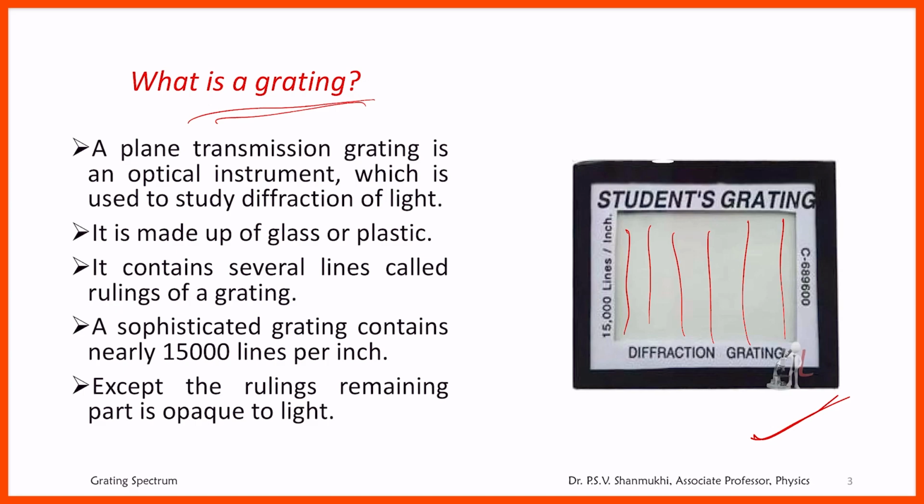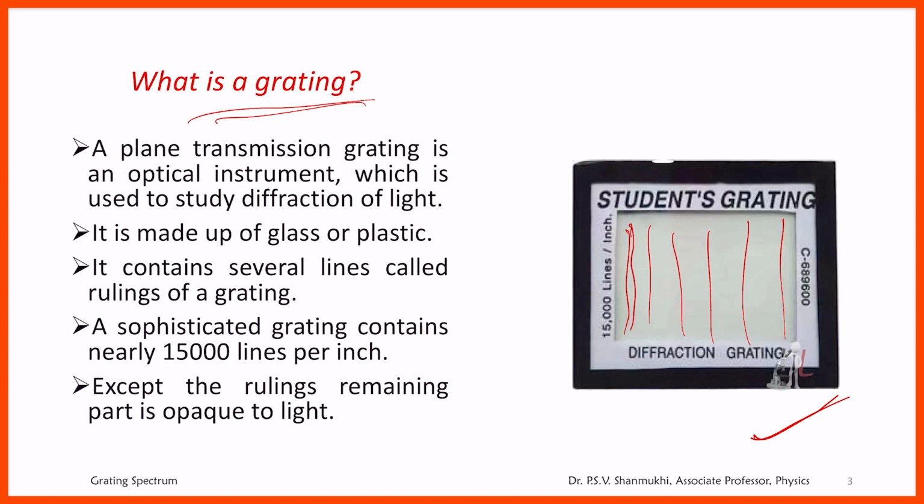A sophisticated grating contains nearly 15,000 lines per inch. There may be 5,000 lines, 10,000 lines, or 15,000, 20,000, even 25,000 lines per inch, that is, 2.54 centimeters. A sophisticated or costly grating contains nearly 15,000 lines. As more lines are there on the grating, the cost goes up. Except the rulings, the remaining part acts as opaque to light.